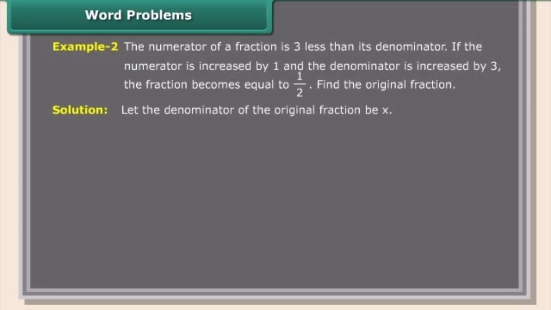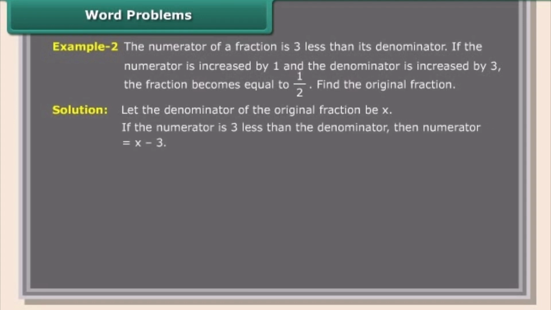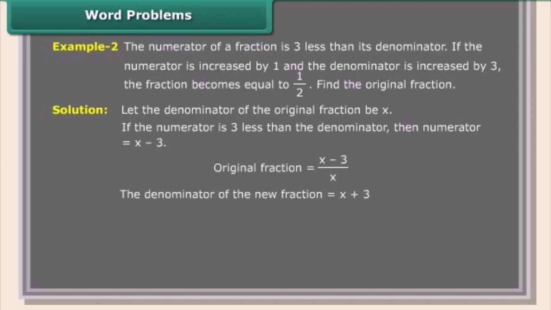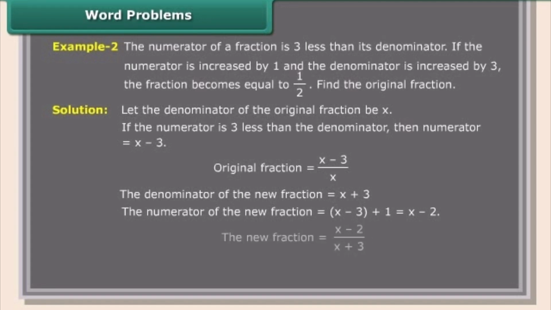Solution. Let the denominator of the original fraction be x. If the numerator is 3 less than the denominator, then numerator is equal to x minus 3. Original fraction is equal to x minus 3 upon x. The denominator of the new fraction is equal to x plus 3. The numerator of the new fraction is equal to x minus 3 plus 1, which equals x minus 2. The new fraction is equal to x minus 2 upon x plus 3.